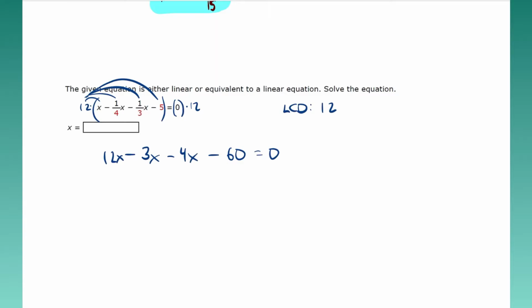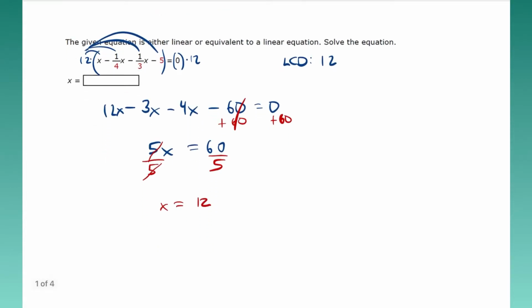So 12x take away 7x is 5x. I'm going to also add 60 to both sides. So that is the second to last step. And the last step is to divide both sides by the coefficient of 5. And our final answer is x equals 12. Yep, because 60 divided by 5 is 12. All right, moving on to the next example.